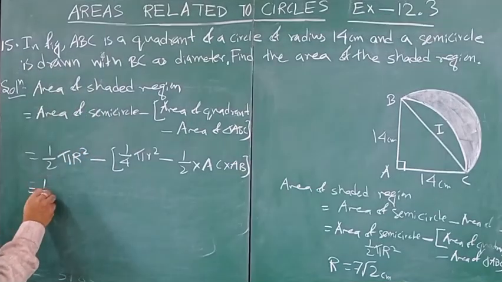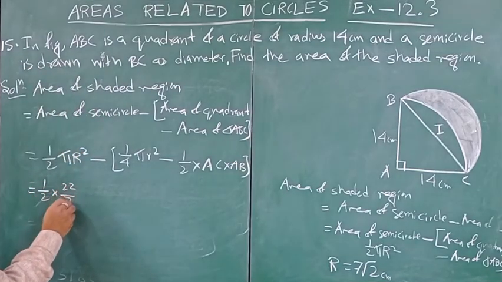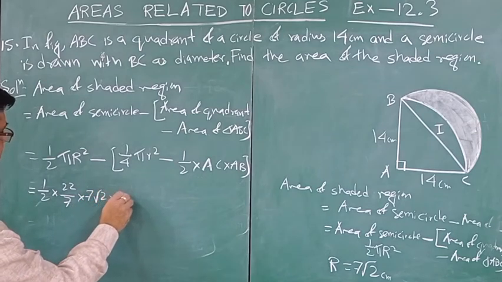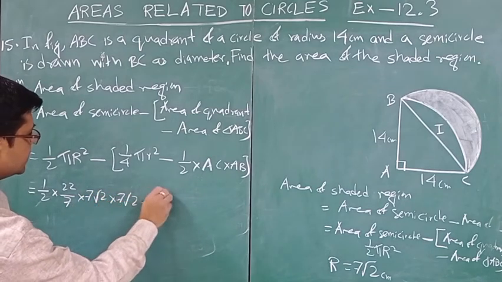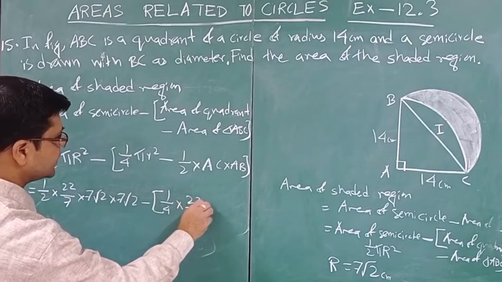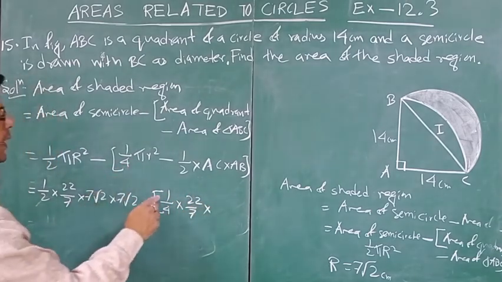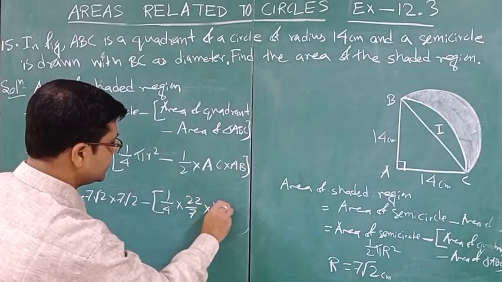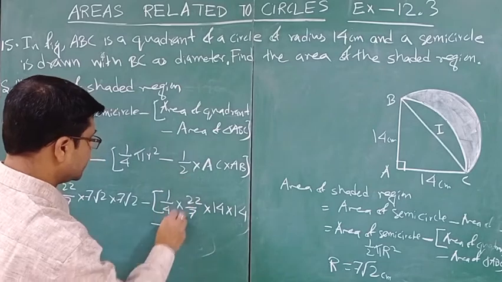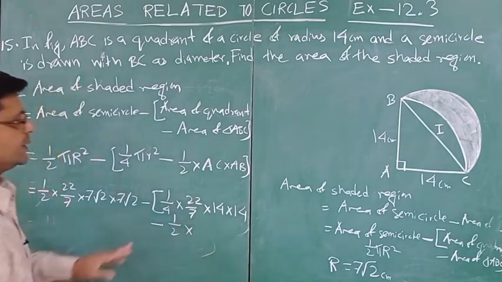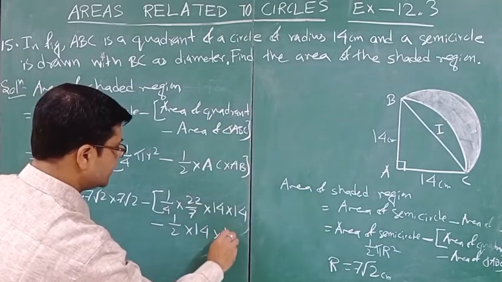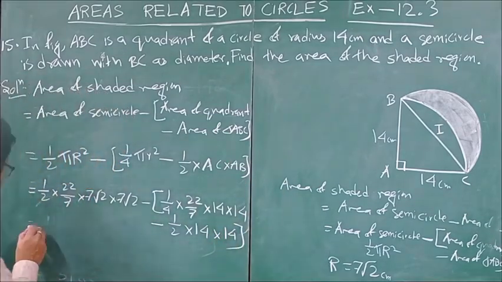Let us substitute the values. Half, pi is 22 by 7, that R is 7 root 2 into 7 root 2 minus, this is 1 by 4, this pi is 22 by 7, okay. Then small r, radius of the quadrant is 14 into, as it is r square, so 14 into 14 we shall write, minus half AC, AC is 14, then AB is also 14 centimeter, okay.